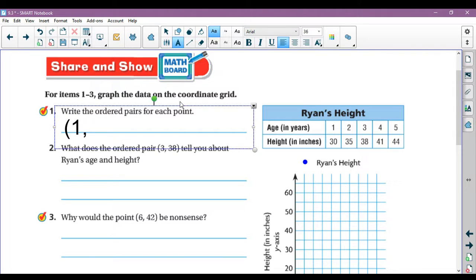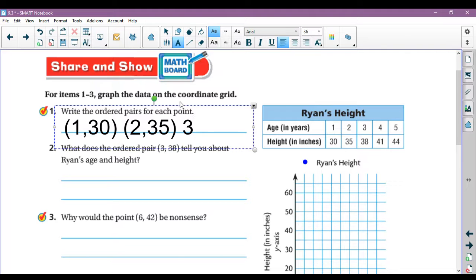Okay, so we have his age is 1, and he was 30 inches. So our first ordered pair will be 1, 30. And you put the comma in between, because if you don't, it looks like 130, and it's not 130. Your x coordinate is going to be 1, and your y would be 30. Okay?